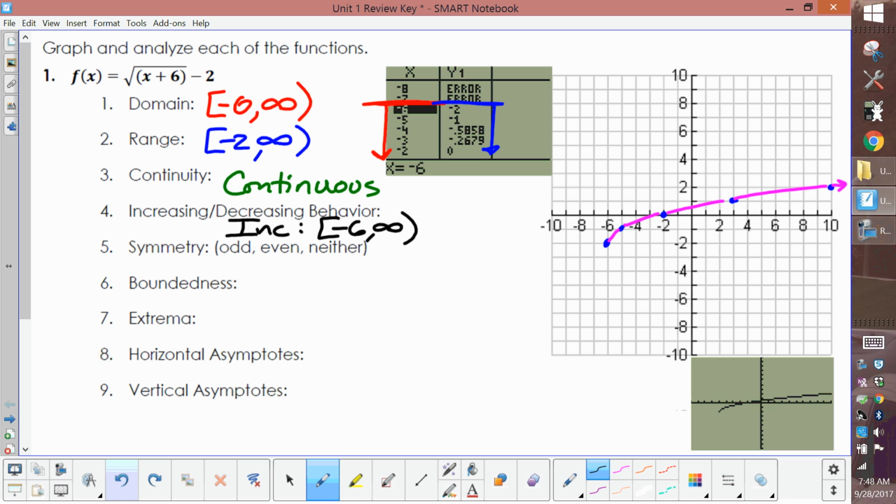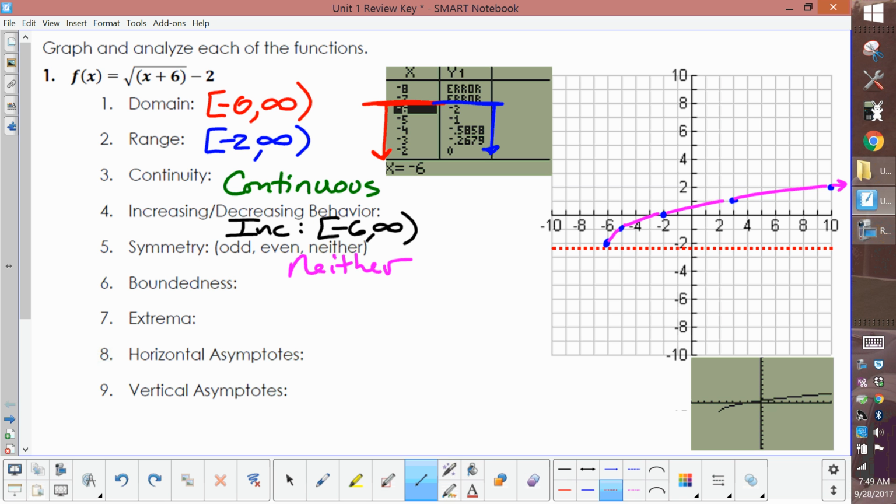Odd, even, or neither. Okay? That is, if I were to rotate it 180 degrees, would it line up over the origin? And that is a no, so it's not odd. If I fold it in half over the y-axis, would it line up? And that is also a no. So this is a neither scenario. Boundedness. Is there a boundary line that the math will never cross? And if I make a line down here below, you'll notice if that were a boundary, the math is never going to go below it. Okay? So the boundedness is below.